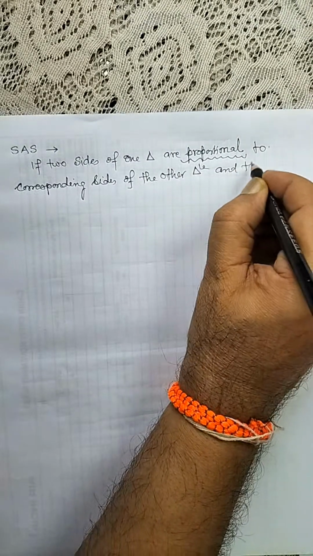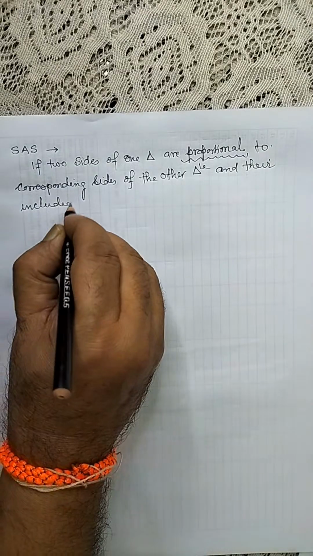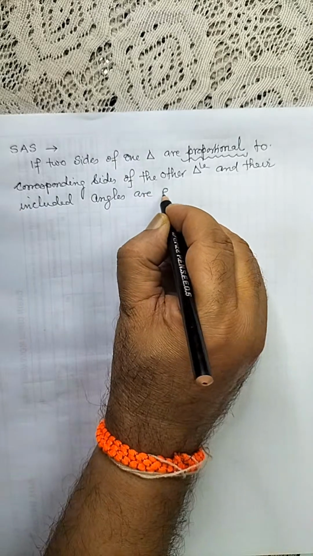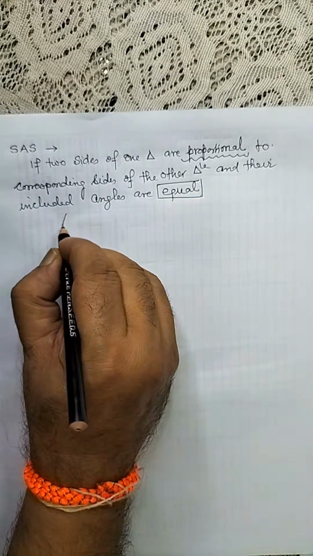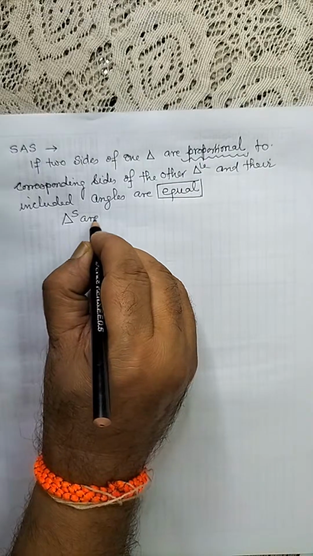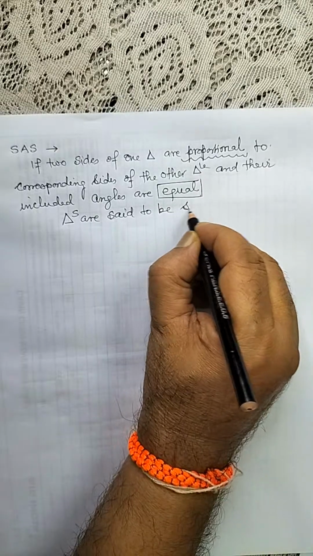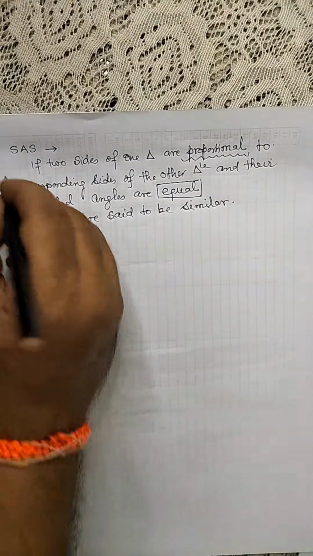and their included angles are equal. देखिए, एंगल्स इक्वल ही होंगे, included angles are equal, then triangles are said to be similar. This is the second criteria. ये सारे क्राइटेरिया प्रूफ की इनकी आवश्यकता नहीं है, आप इन्हें याद रखेंगे.